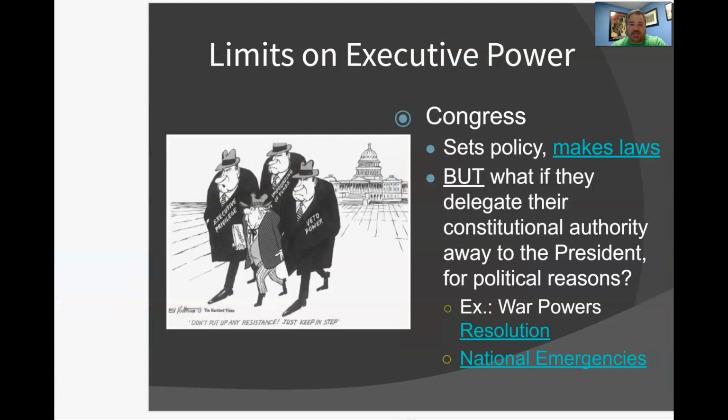And that's true. Congress does make laws. But what if they delegate their power, their constitutional authority, away to the president for political reasons? Congress has the constitutional power to declare war. And yet, in the War Powers Resolution Act, this legislation that was introduced shortly after Vietnam, and passed, what it does is set up a situation where the president, as commander-in-chief, has the power to send troops abroad without congressional authority for, I believe, 30 days.